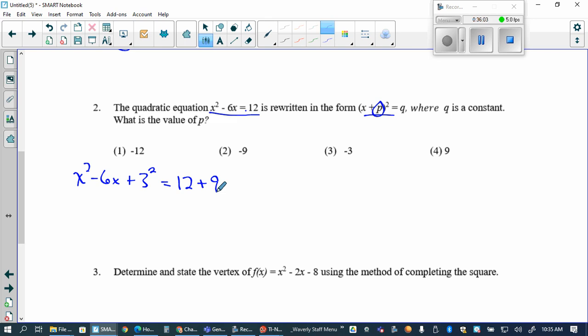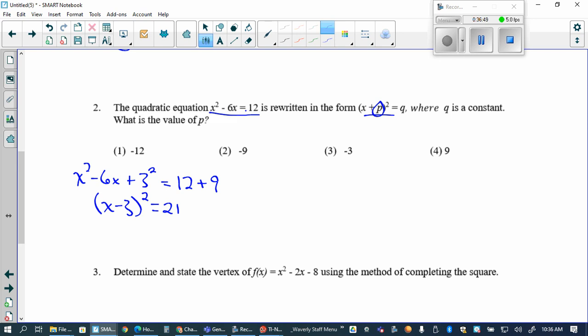Well, why don't we take care of this? Is that a perfect square trinomial now? What's it become? X minus 3, squared, equals 21. Okay, that's all. No big deal there. It's just that wherever you do something to one side of the equal sign, if I add b over 2 squared to this side, I add it to the other side. All right, what's the value of our p now? -3.